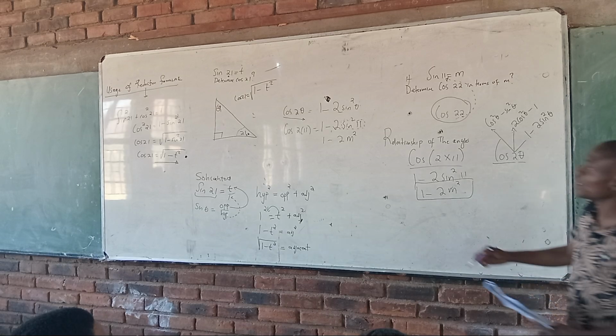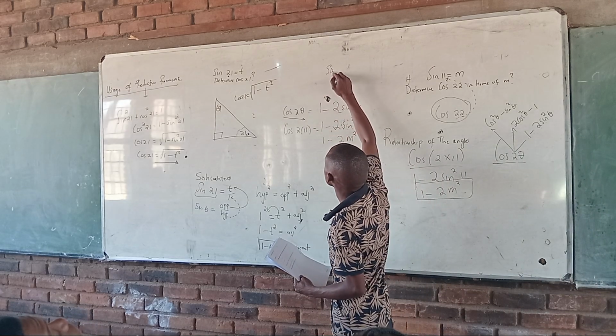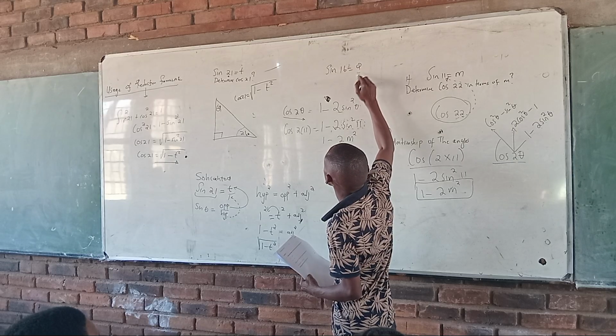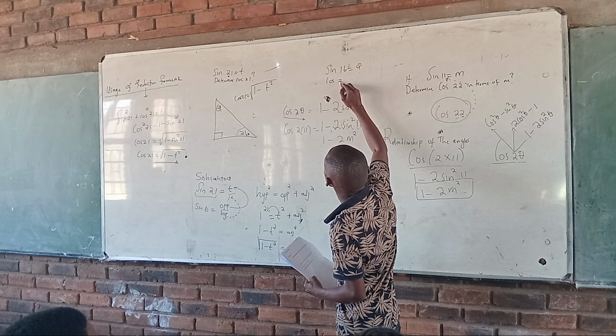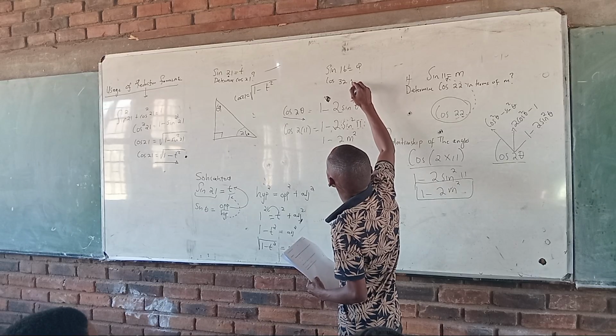Try it on. Try to do it. Let's say sine 16 is q. Determine cos 32 in terms of q.